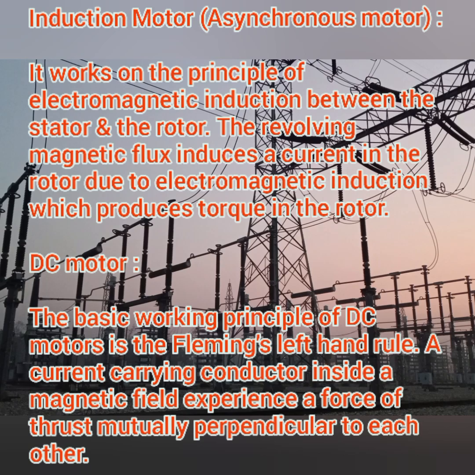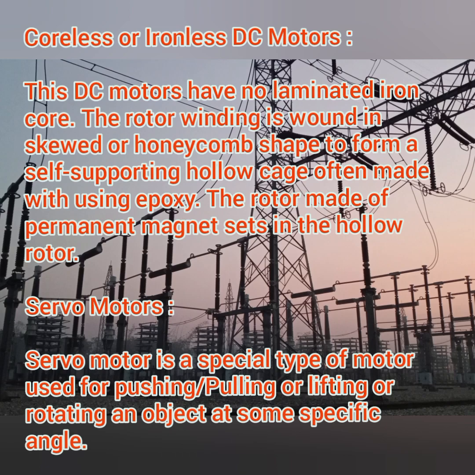Next is your coreless or ironless DC motor. As the name itself says, you can easily tell that there is no lamination or laminated iron core in it. So the rotor winding is wound in a skewed or honeycomb shape to form a self-supporting hollow cage, often using epoxies. The rotor made up of a permanent magnet sits in the hollow rotor. So this is the working of your coreless or ironless DC motor.